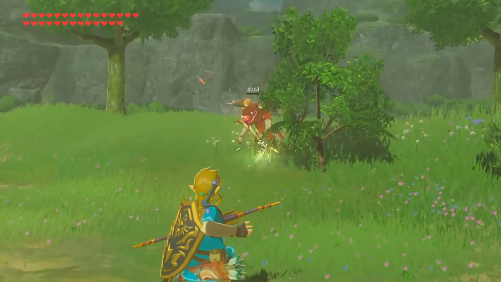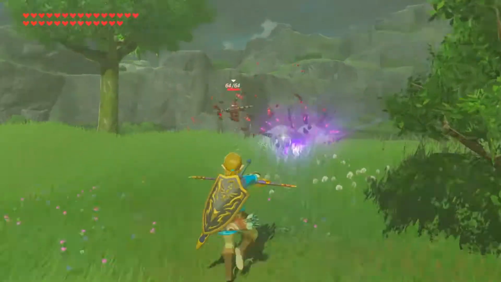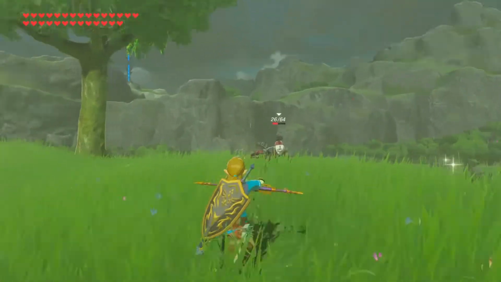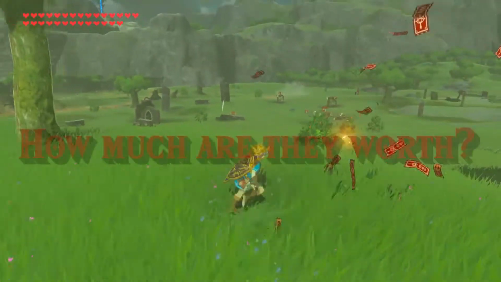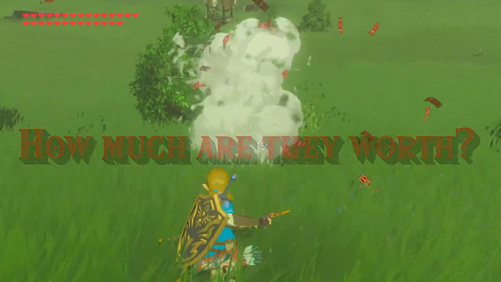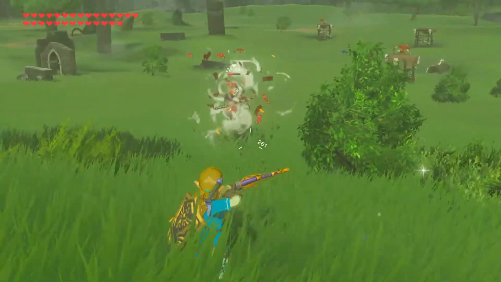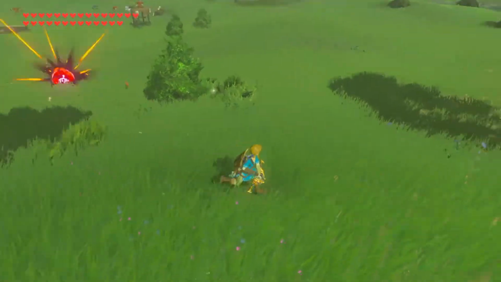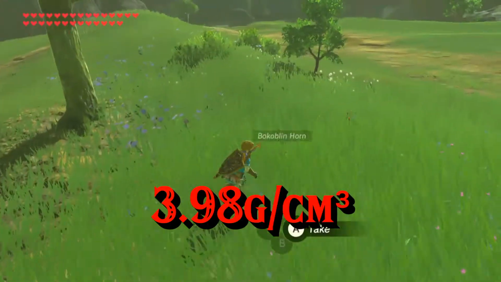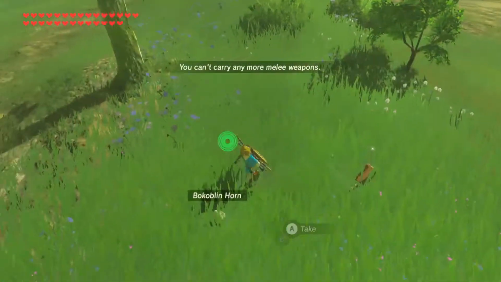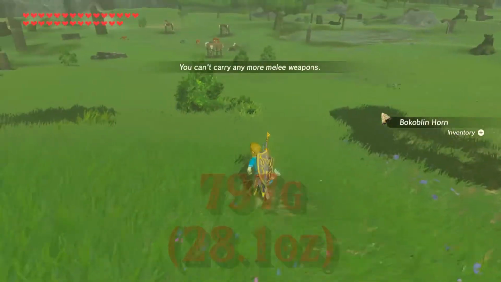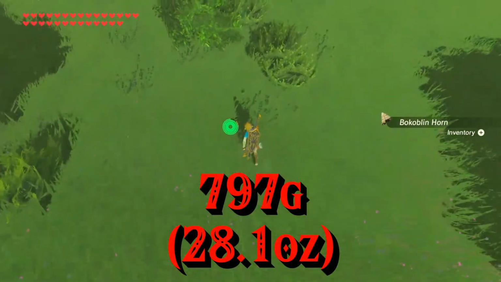So now we know how big the rupees are and what material they are made from. Now we can ask the big question: how much is a rupee worth? To answer that, we need to multiply the volume by the density of sapphire, being 3.98 grams per cubic centimeter, giving us a total weight of 797 grams per rupee.